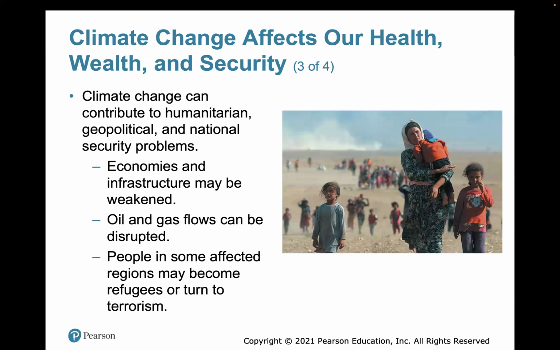Climate change can contribute to humanitarian, geopolitical, and national security problems. Economies and infrastructure may be weakened. Oil and gas flow can be disrupted. People in some affected areas may become refugees or turn to terrorism. And so this is all going in the wrong direction.